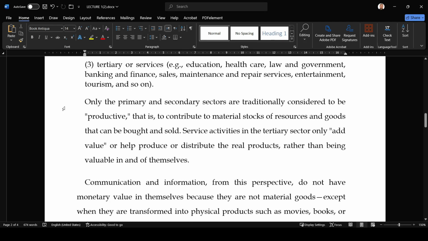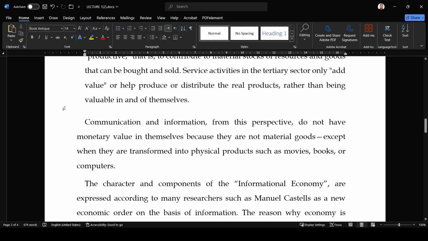Only the primary and secondary sectors are traditionally considered to be productive, that is, to contribute to material stocks of resources and goods that can be bought and sold. Service activities in the tertiary sector only add value or help produce or distribute the real product, rather than being valuable in and of themselves.